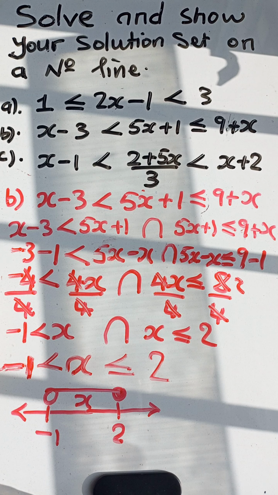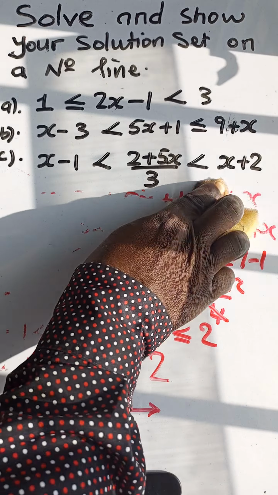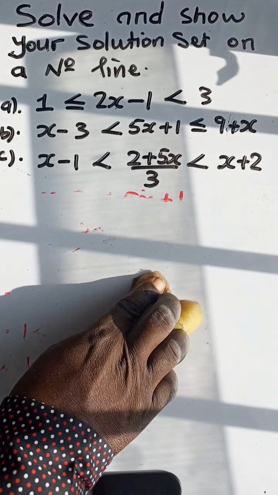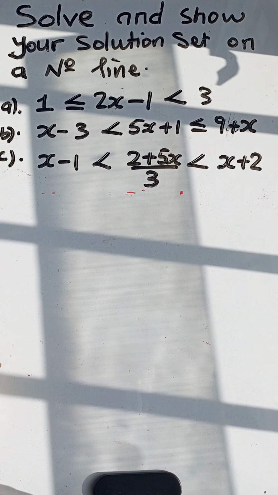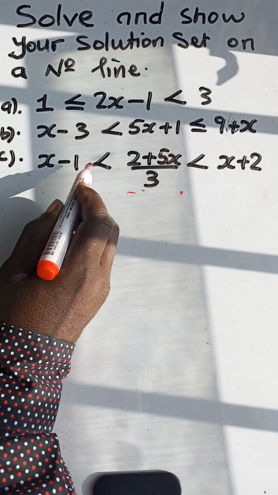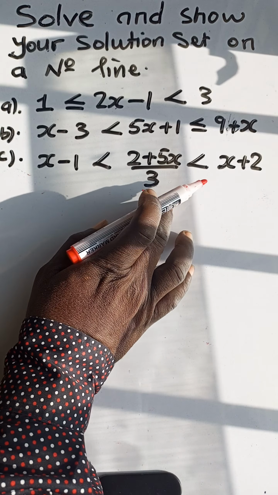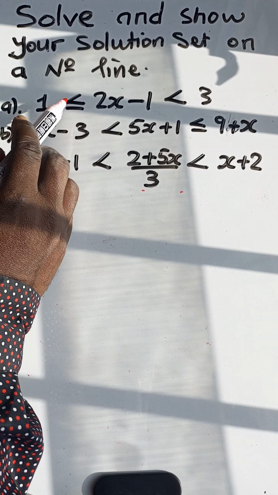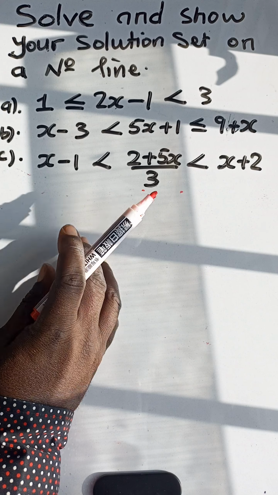Now we take the last one. The last one is question C: x minus 1 less than (2 plus 5x) all over 3, less than x plus 2. Let us solve this one as one block, because in the first two exercises we separated them. Let's try to solve this one as one block using the second method.